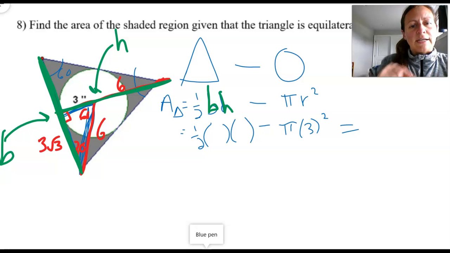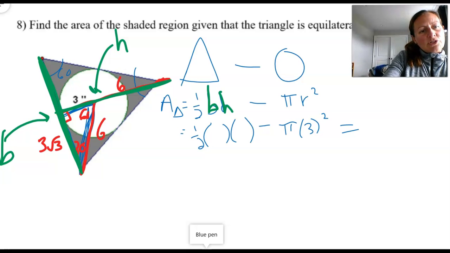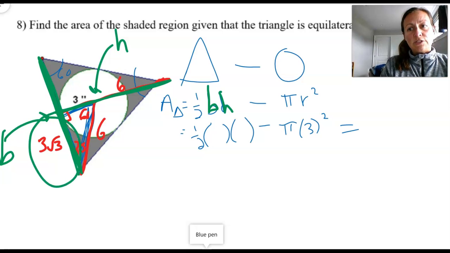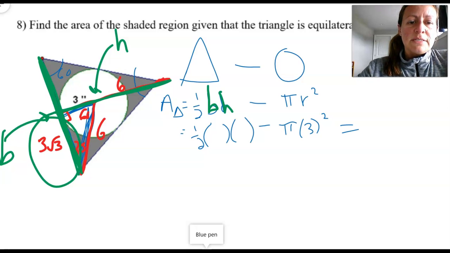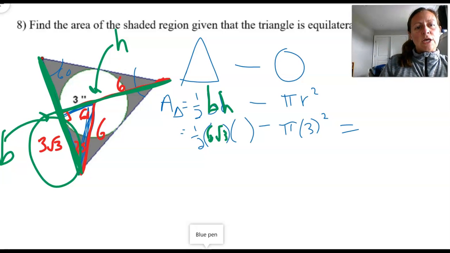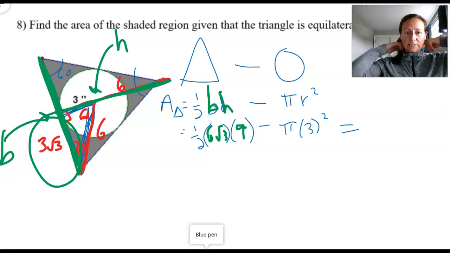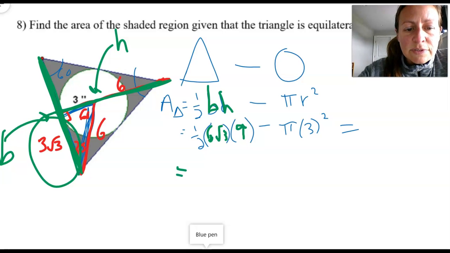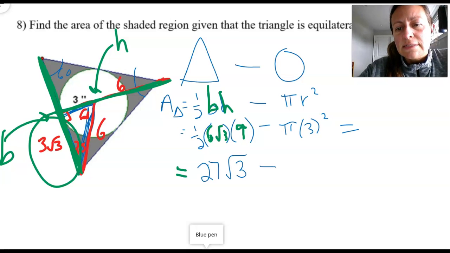All right, so we're talking these base and height. The whole big main triangle base, I can tell, is 2 of these pieces, 3 radical 3. So what's 2 times 3 radical 3? That would be 6 radical 3. And the height we just found was this little segment plus the 6, so that's 9. Oh my gosh, I've got all the parts plugged in. I just have to calculate. So I'm going to go back to blue. Half of 6 radical 3 times 9, so that would be 3 radical 3 times 9. That's 27 radical 3 minus 9 pi.